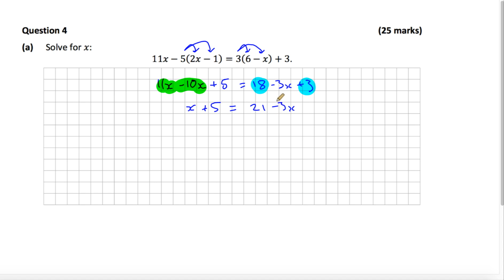Okay, so now I'm going to bring this minus 3x over here, cross the equal sign, so it's going to become positive 3x. And I'm going to bring this 5 over this way, cross the equal sign, it'll become negative 5. So here I've got 3x and x, that's 4x, is equal to 21 minus 5, which is 16. So 4x is 16, divide both sides by 4, x is equal to 4.